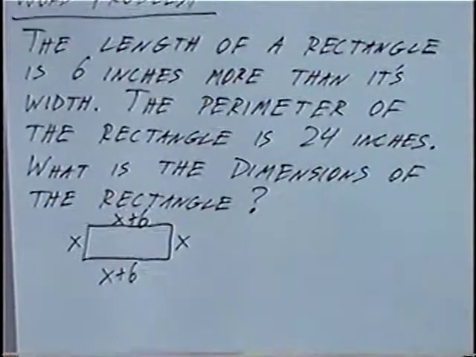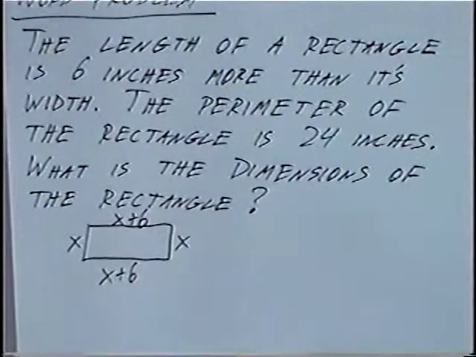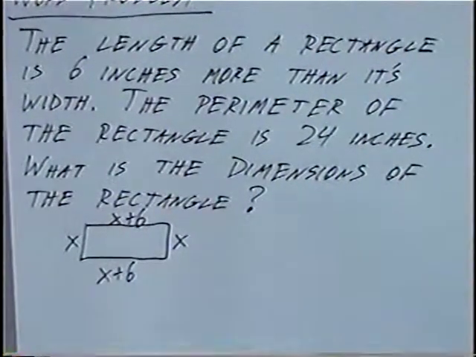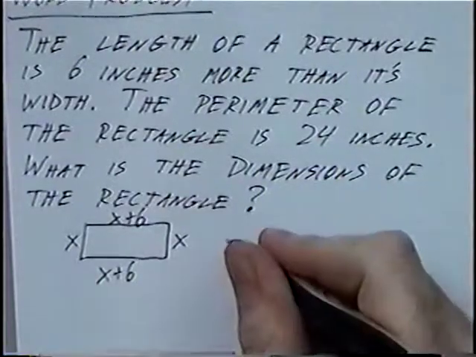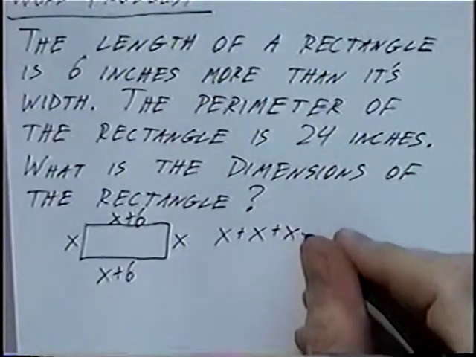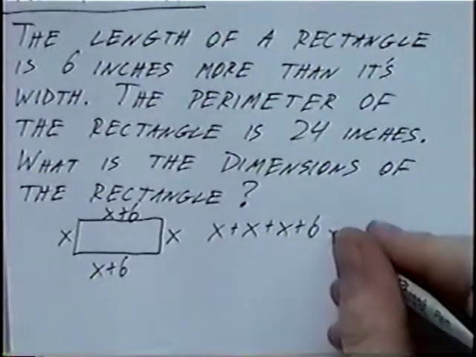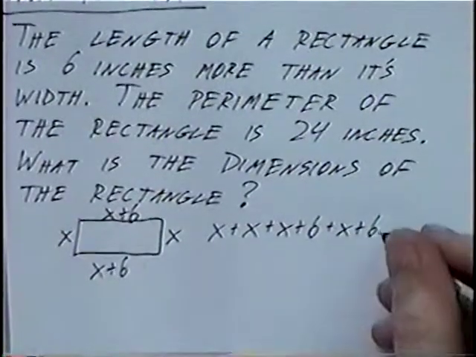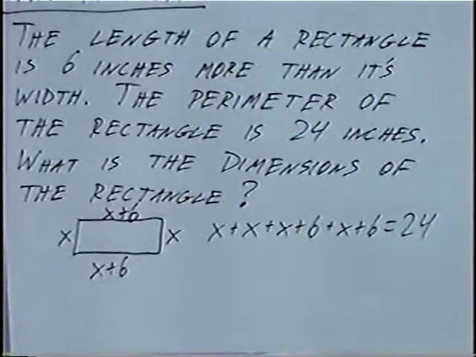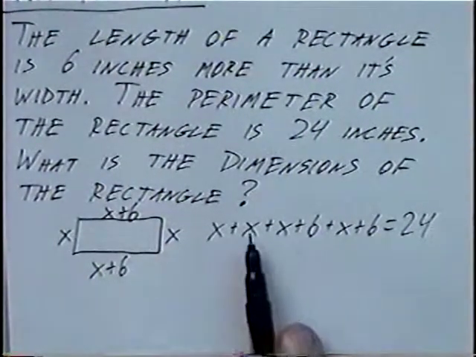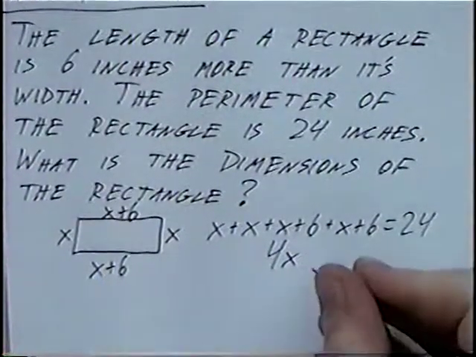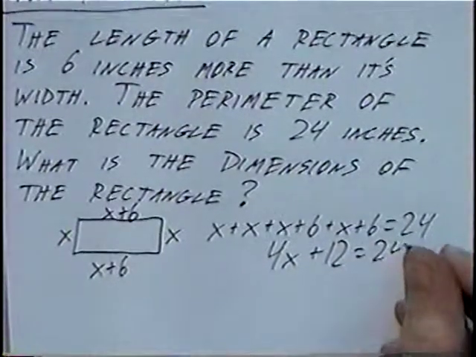The next sentence says the perimeter of the rectangle is 24 inches. The perimeter is the distance around, or the sum of all four sides of a rectangle. So if we add up all four sides, we have two x's, x plus x, and we also have x plus 6 and x plus 6. So we'll add x plus 6 and plus another x plus 6. That equals the perimeter, which in the problem is equal to 24. If we combine like terms, x plus x plus x plus x, that's 4x, and 6 plus 6 would be 12, equals 24.